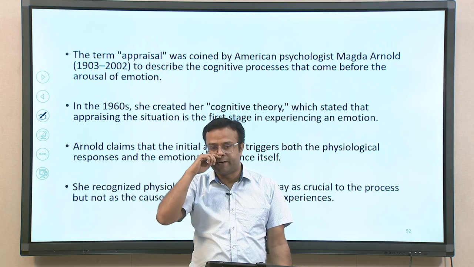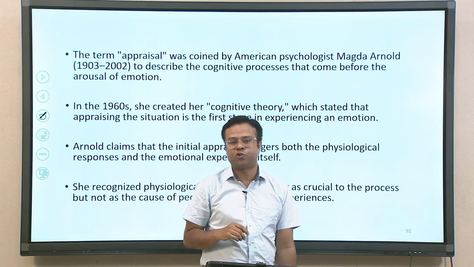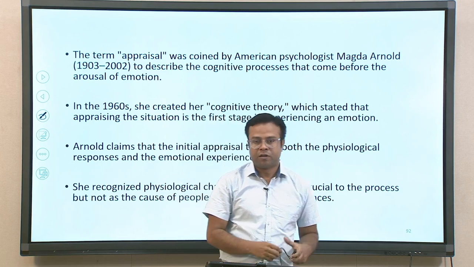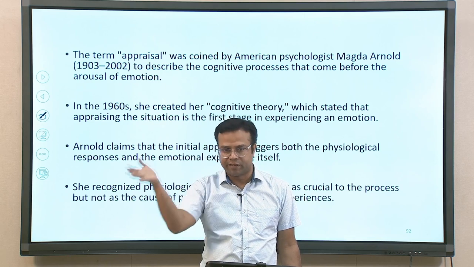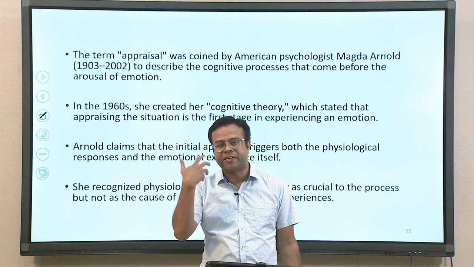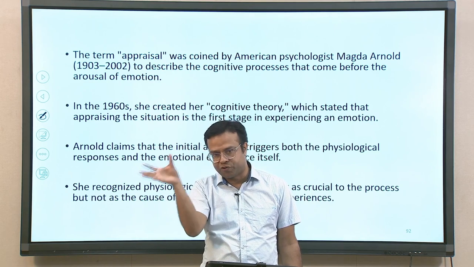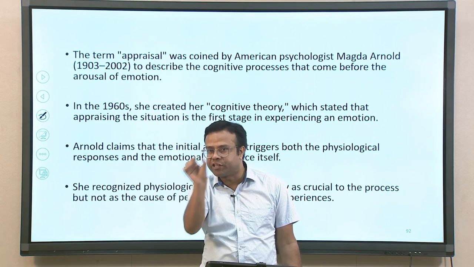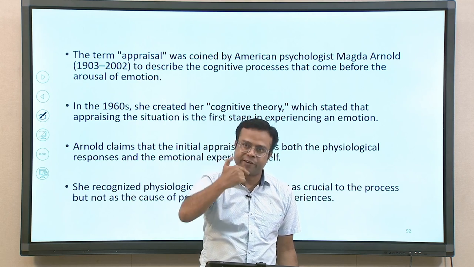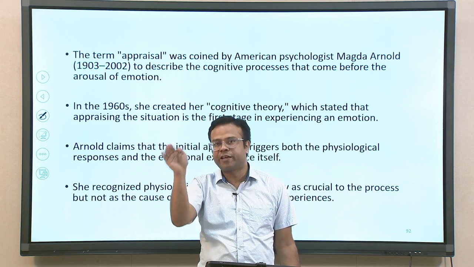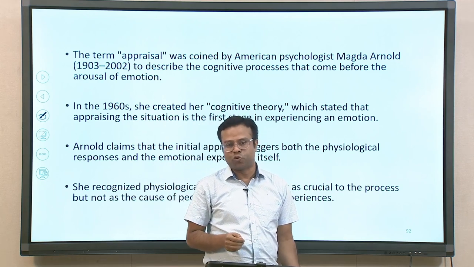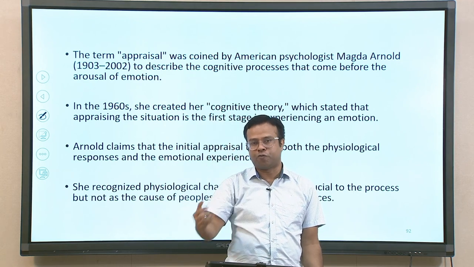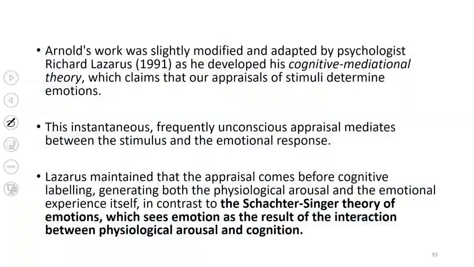In 1960, she created a cognitive theory which stated that appraising the situation is the first stage. So, for every emotional experience, appraisal happens first, then other things come. Arnold claims that the initial appraisal will trigger both physiological arousal and the emotional experience itself. It will trigger, but the cognitive interpretation happens first. Physiological arousal will be there, but it will happen later. So, she recognized physiological changes as crucial to the process, but not as the cause of the emotional reaction.